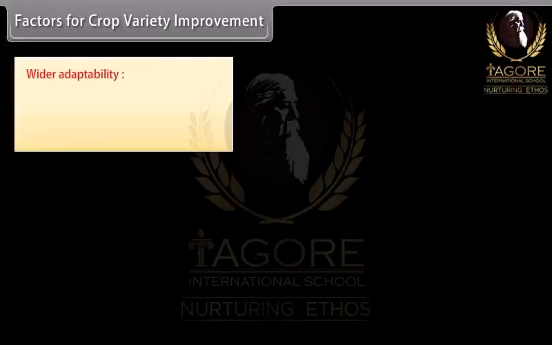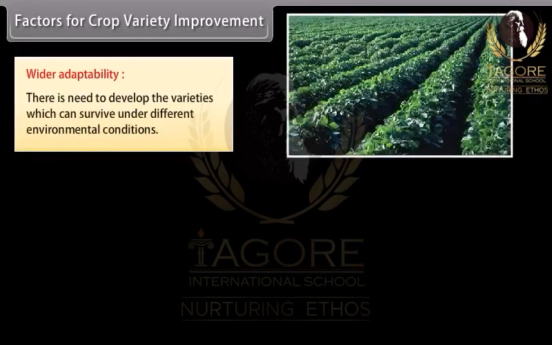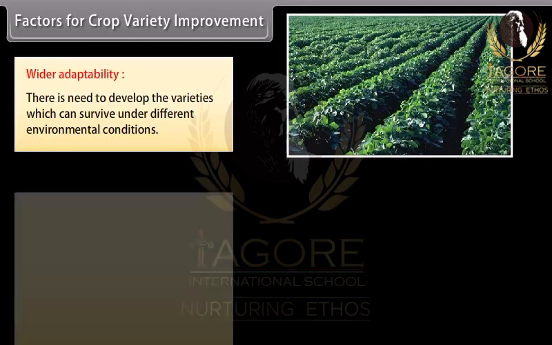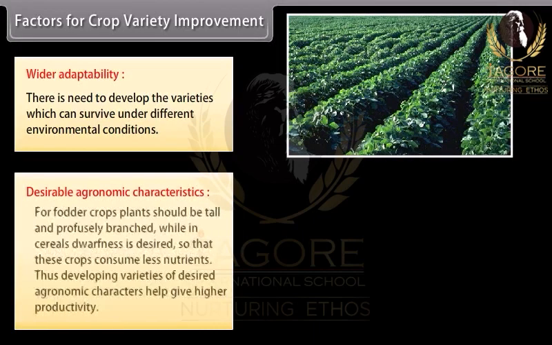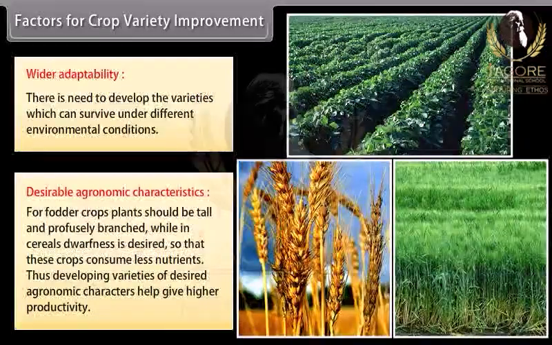Wider adaptability. There is need to develop the varieties which can survive under different environmental conditions. Desirable agronomic characteristics. For fodder crops, plants should be tall and profusely branched, while in cereals, dwarfness is desired, so that these crops consume fewer nutrients. Thus, developing varieties of desired agronomic characters helps give higher productivity.